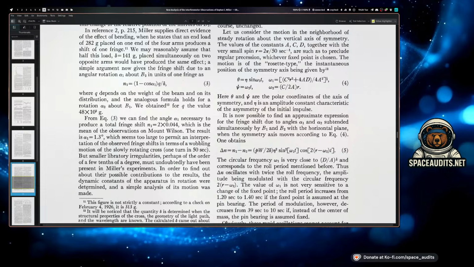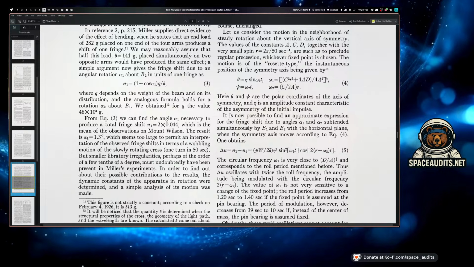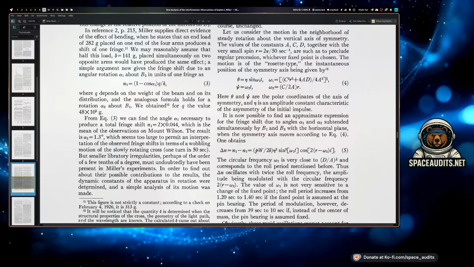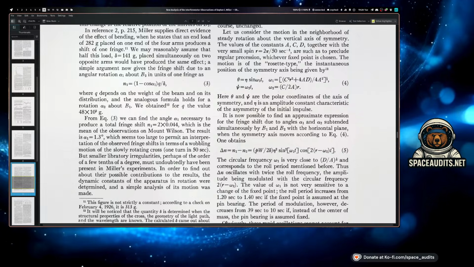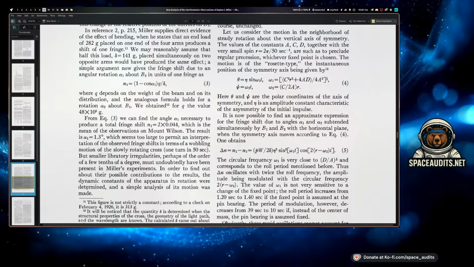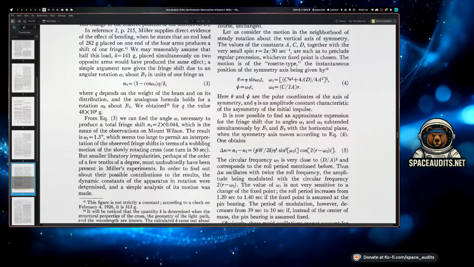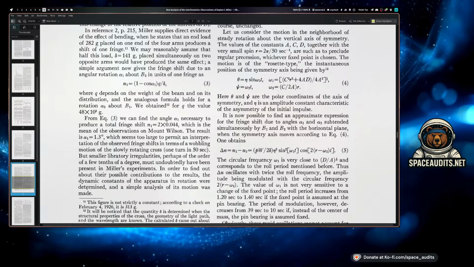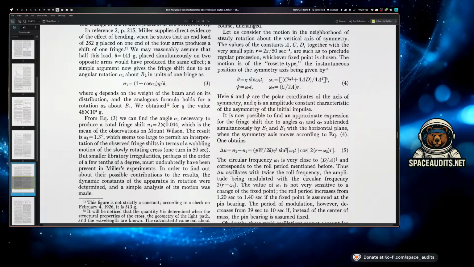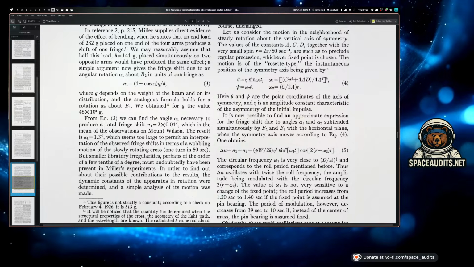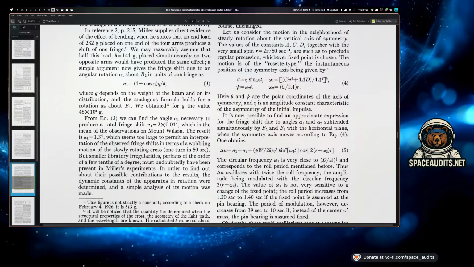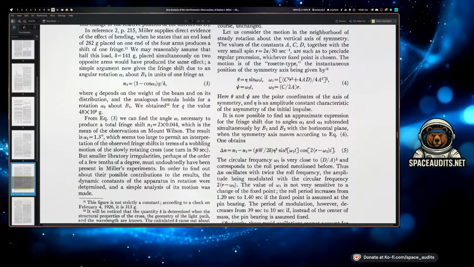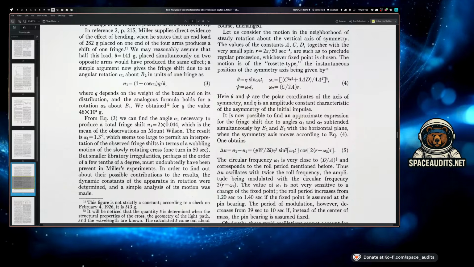And they do that for 45, 50 minutes straight to produce 20 rows of data, 16 columns wide, one for each azimuthal point. But smaller laboratory irregularities, perhaps of the order of a few tenths of a degree, must undoubtedly have been present in Miller's experiments. In order to find out about their possible contributions to the results, the dynamic constants of the apparatus in rotation were determined, and a simple analysis of its motion was made.